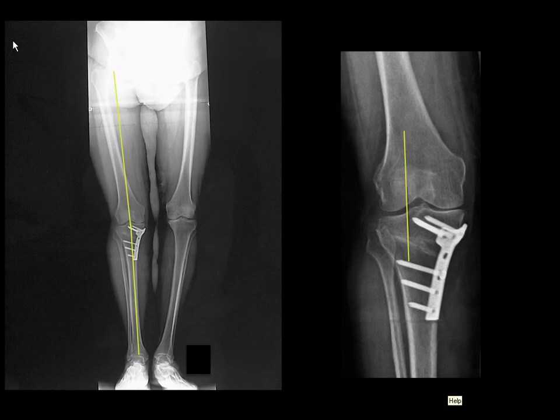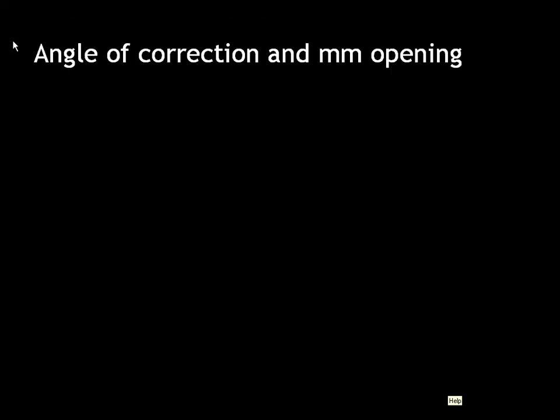If you look at the mechanical axis of the femur compared to the tibia, that's about 4 to 6 degrees of valgus. But if you measure one line from the head of the femur to the ankle, the mechanical axis is passing in the lateral tibial plateau as planned. So we know how much we want to correct.